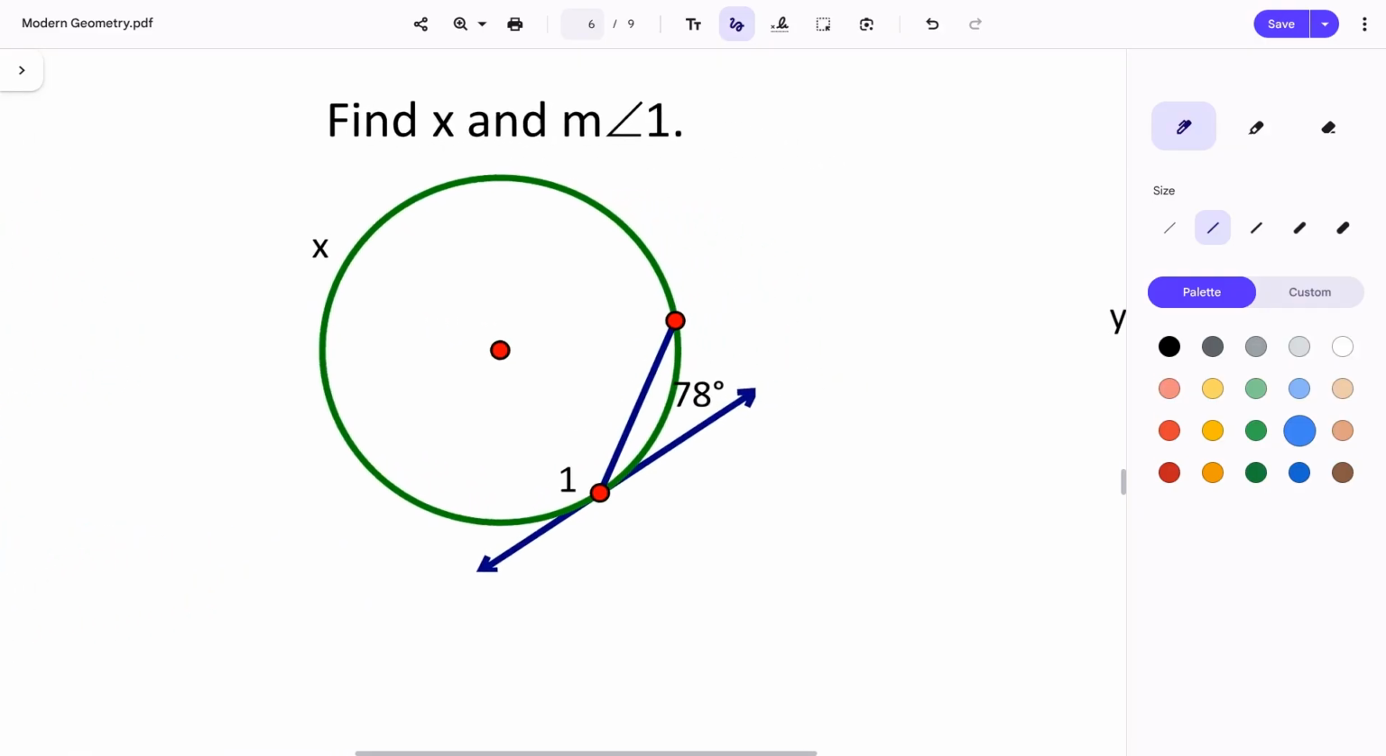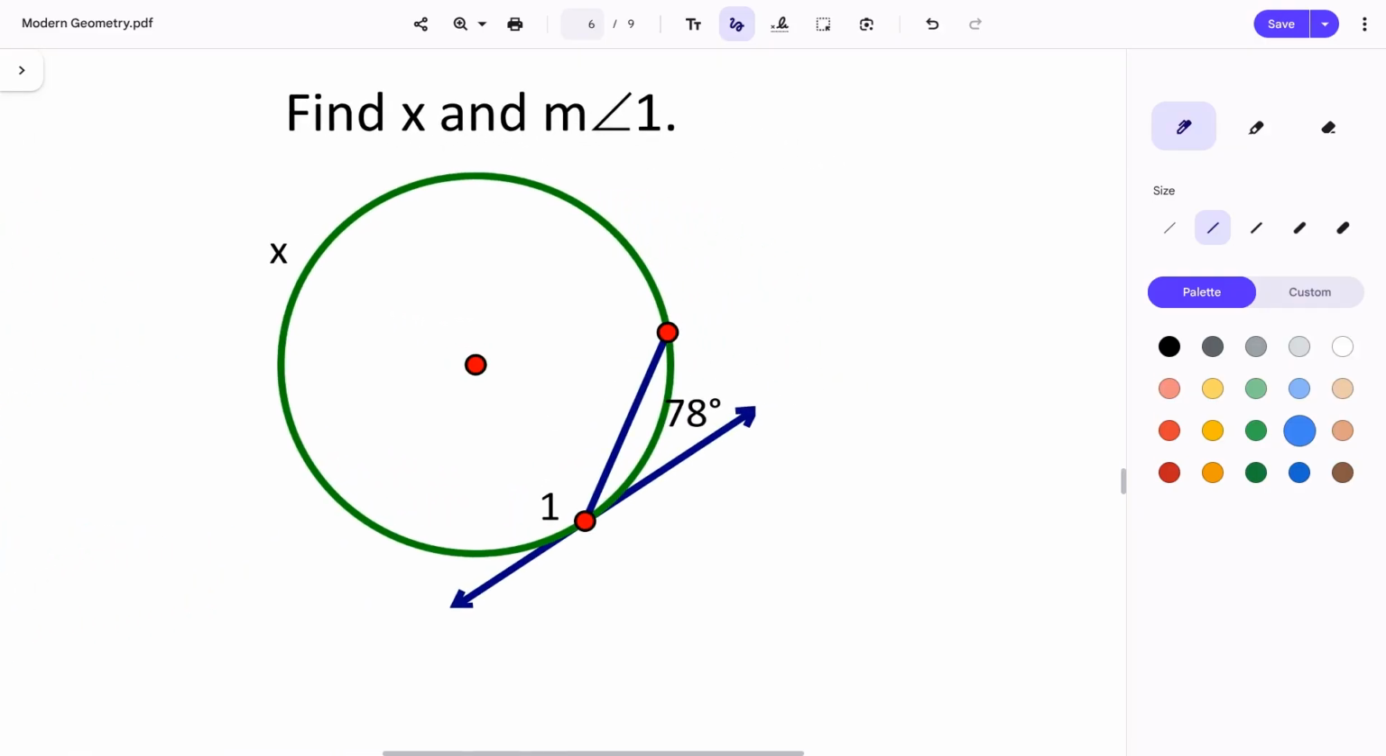I want to find x and I want to find the measure of angle 1. Notice how x is on the outside of the circle. They're talking about an arc for x. And then angle 1, that's like what we just did before. So let's take a look at what they give you in the picture. This 78, I believe what they're trying to say here is that 78 is this arc length of the circle. Anyone have an idea of what we could maybe do to start?